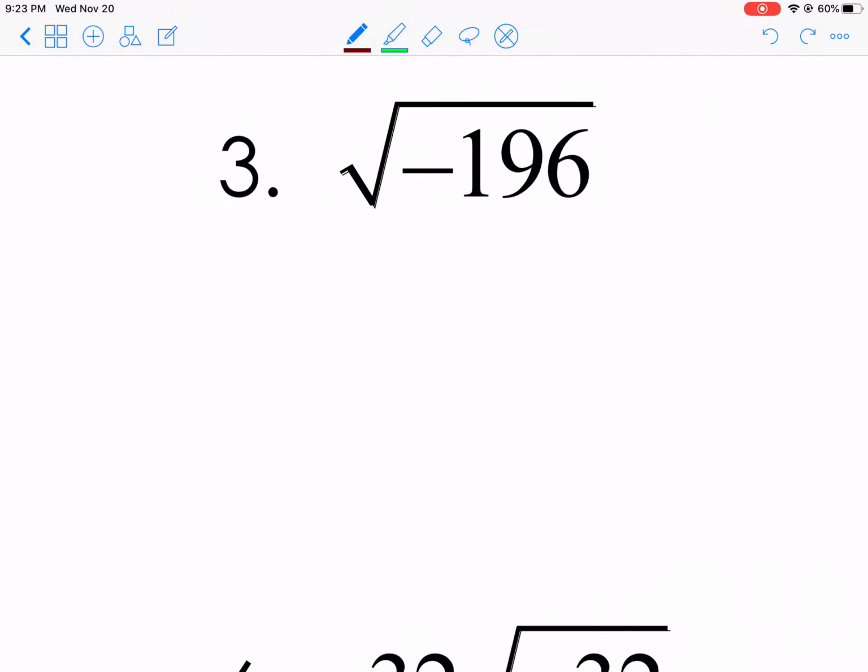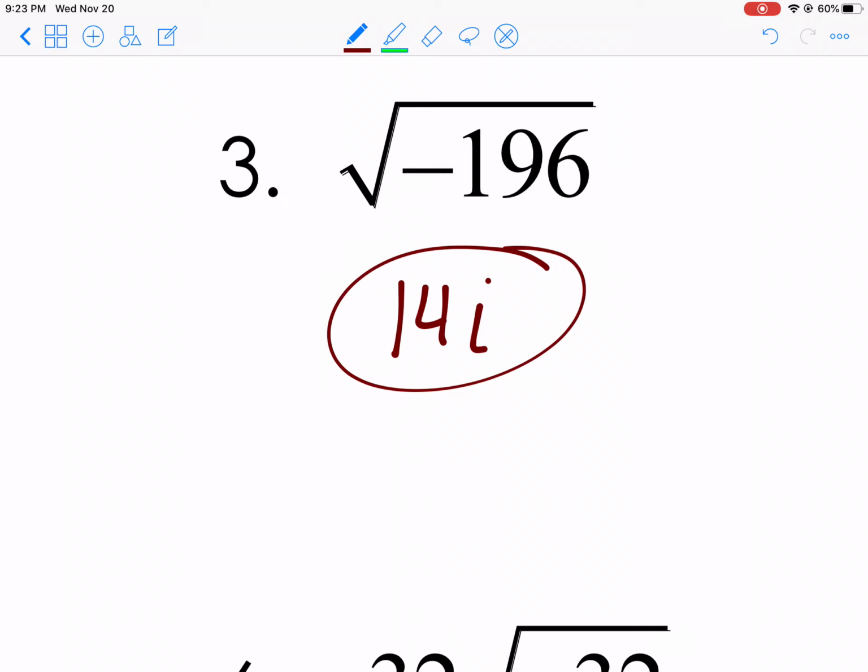Okay, I'm going to look for the square root of negative 196. That's 14. Because there's a negative under there, our answer is going to be 14i.